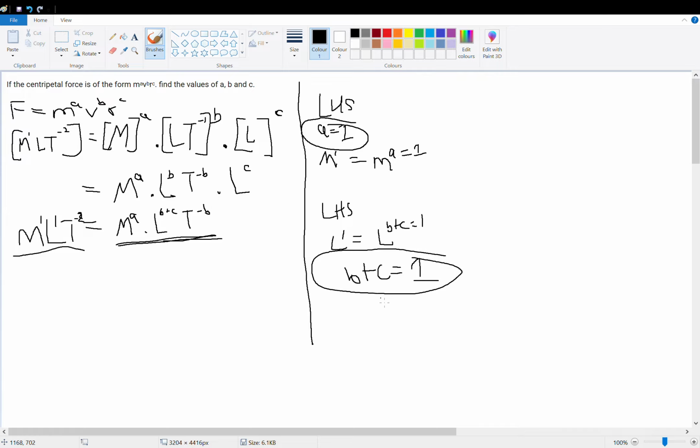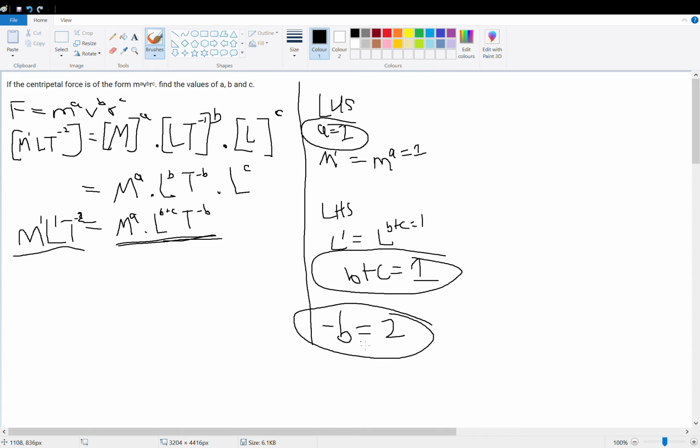Now next, c. Actually not c, I think. Since c is included in the middle one, we have to do b again. First, see the equation they've given: v to the power b. Here it says T to the power of minus b, and on the LHS it says T to the power of minus 2. So minus b is minus 2, so b is going to be just 2.